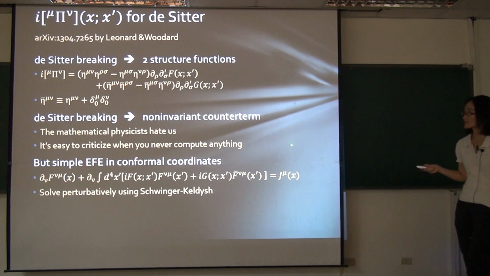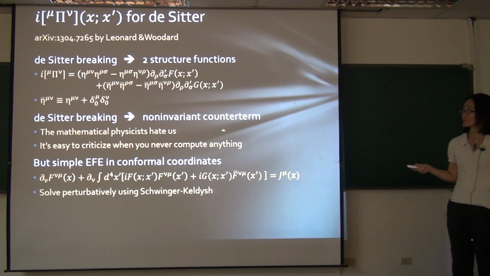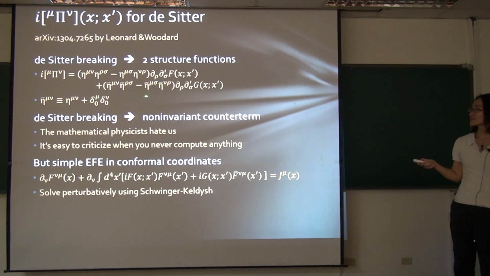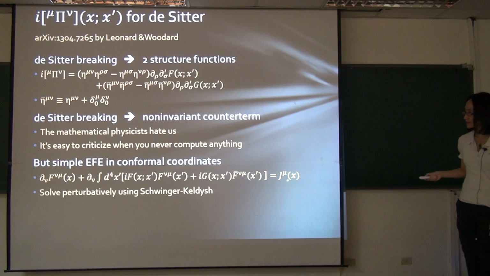Because this is some criticism by the mathematically oriented physicists. They say you should just use the de Sitter invariant one. It's not very similar to use, because when they say that, it means they never really do the calculation.